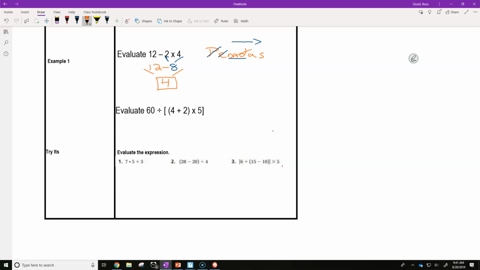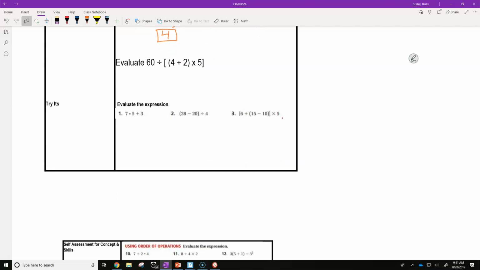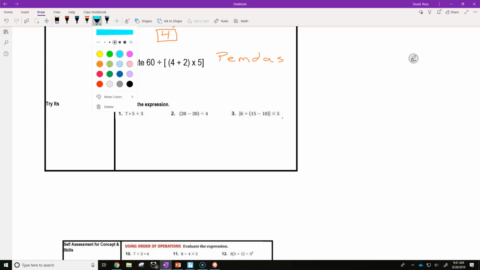Second one. This one looks a little more tricky. So I'm going to write my PEMDAS out. First thing, are there any parentheses? Yes. Actually, there's parentheses and brackets. All brackets mean is, it's just like an extra pair. So I'm out here. The only part I'm looking at now is the parentheses, 4 plus 2, times 5.